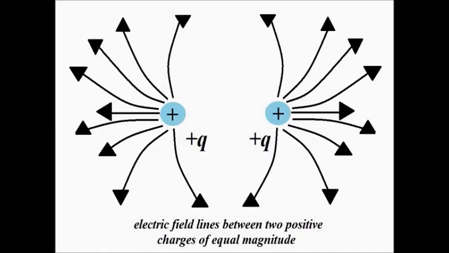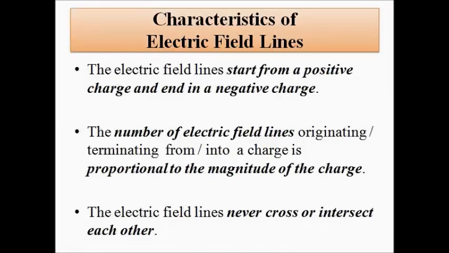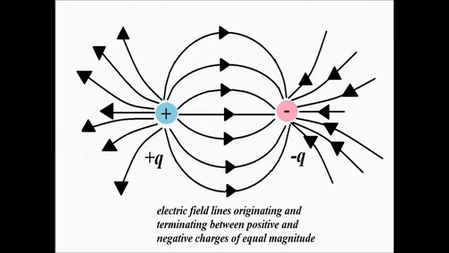Okay, so this is the concept of electric field lines, and these are the important features associated with them. Always remember, the electric field lines always start from a positive charge, end in a negative charge, and the number of field lines is proportional to the magnitude of the charge, and no two field lines intersect or cross each other. So these are some of the properties of electric field lines.